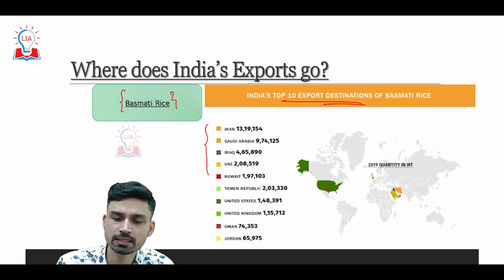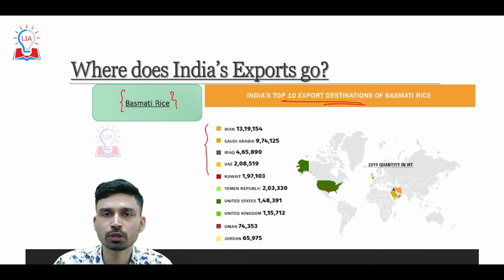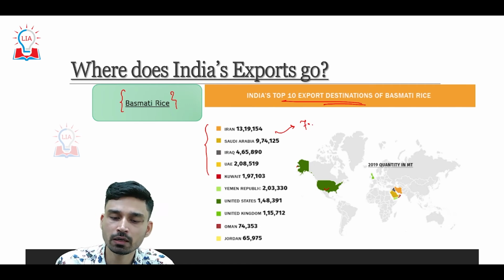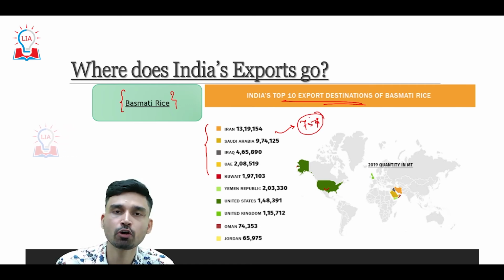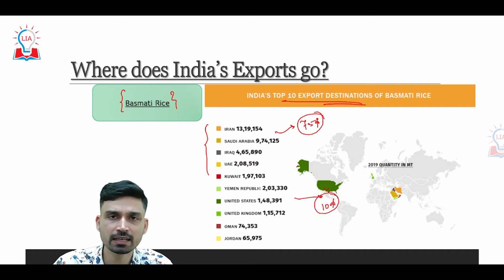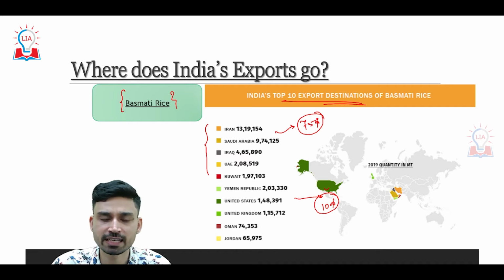Apart from that, the US is another major importer. So overall, Iran and the Arabian Peninsula together make up 75% of the import destination of India's rice. On the other hand, the Americas make up almost 10%, and the remaining countries make up around 8 to 10% of India's export basket.